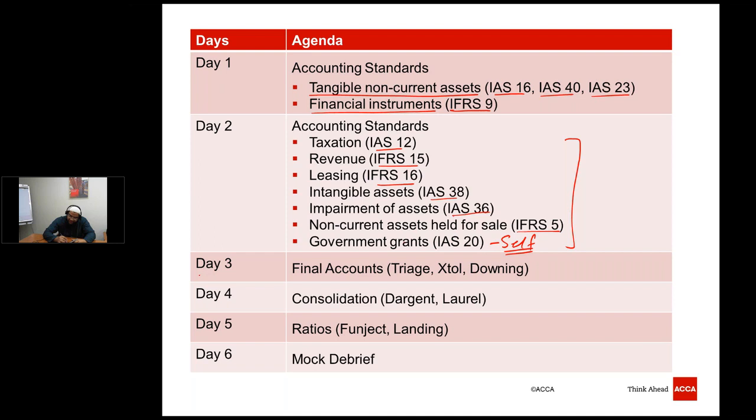And in today's session, day 3, we are going to solve 3 different past paper questions of final accounts by the name of Triage, Extol, and Downing. So these are the 3 areas that we are going to cover in today's session.